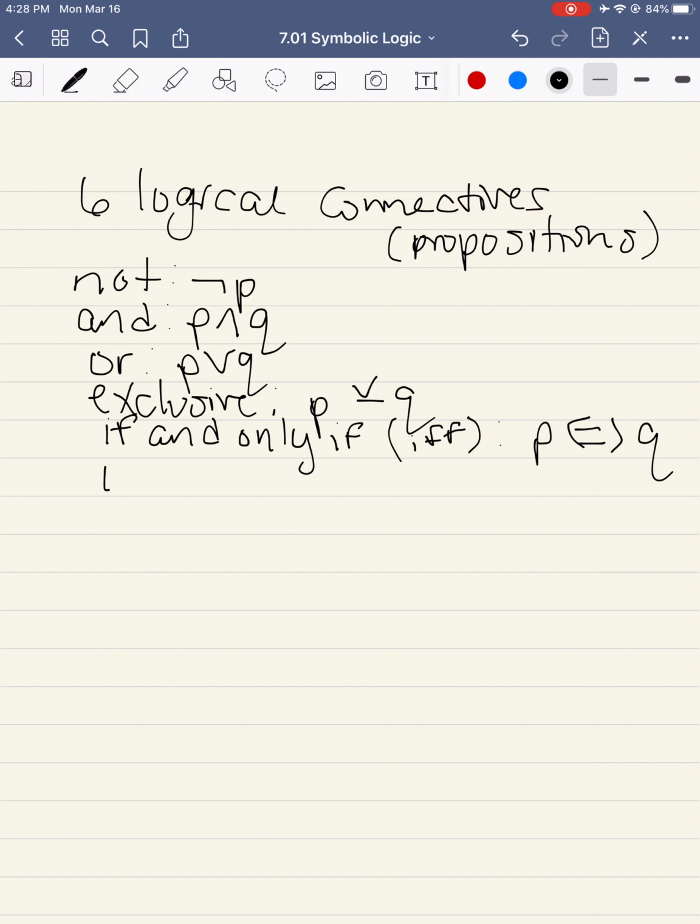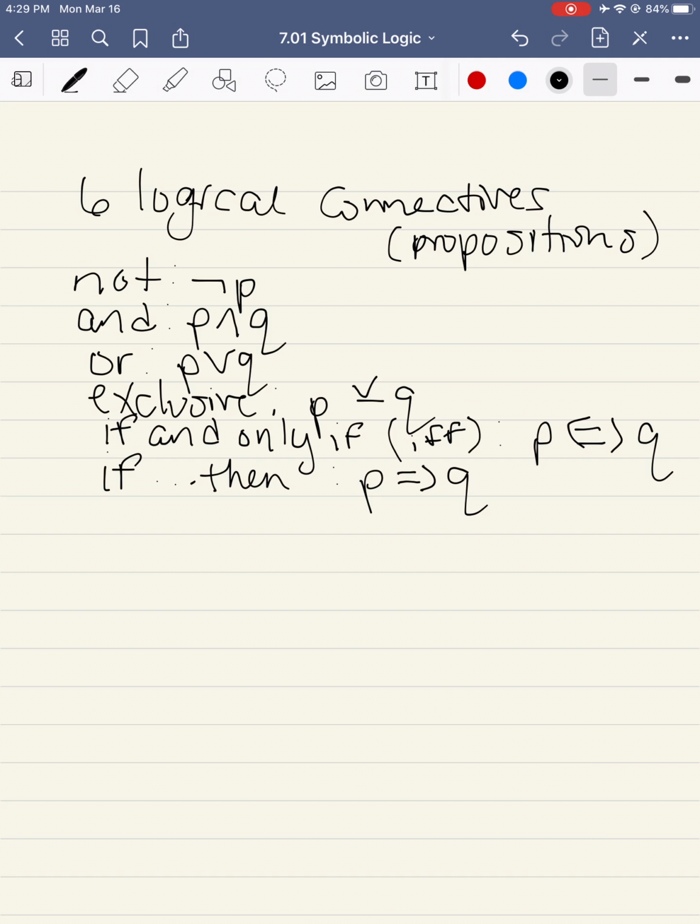And then lastly, we just have if, then. So this is just a P with one arrow pointing to the right. And this just means if P, then Q. If I brush my teeth in the morning, then I'll have good breath. Something like that. Whatever the statement may be. So those are our 6 logical connectives.